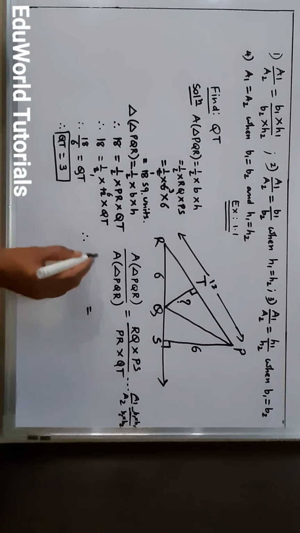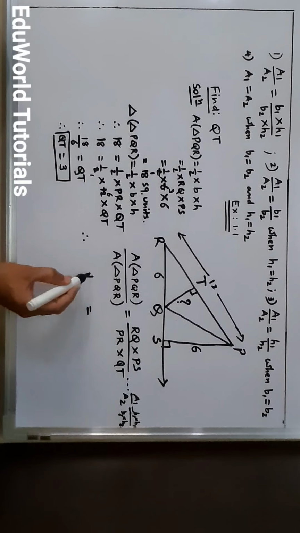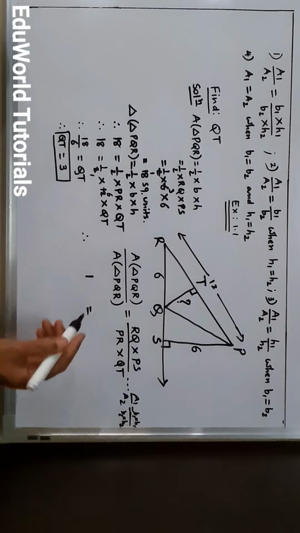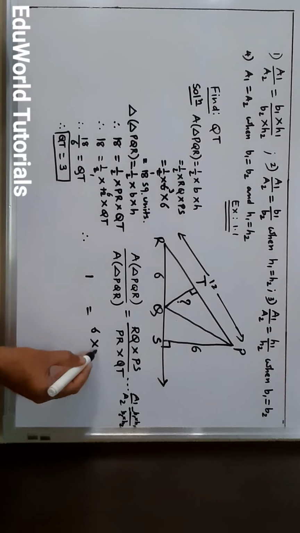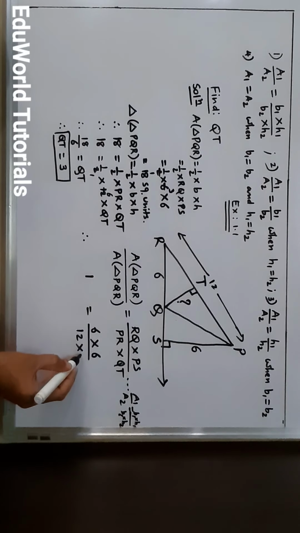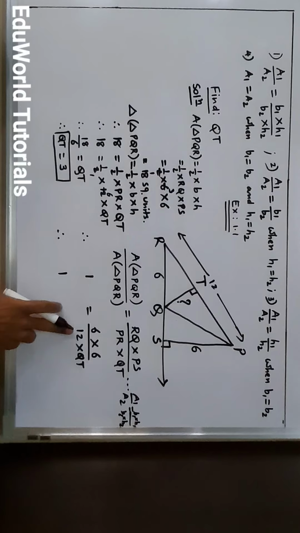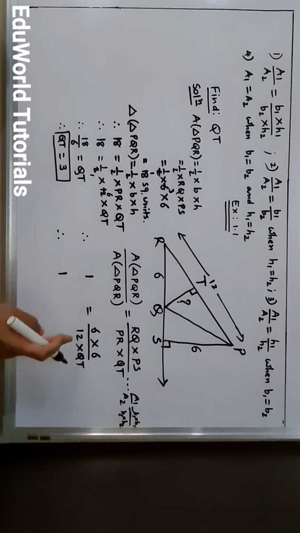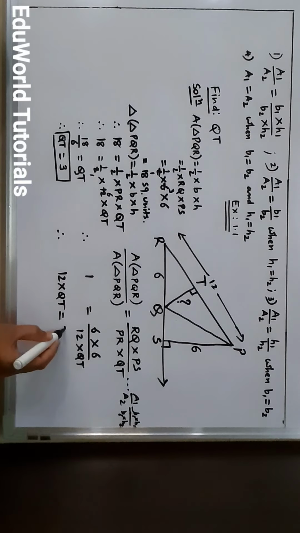Now we know that since they are areas of the same triangle, this is cancelable. So here the result is 1. If they are cancelled, the result is 1. Now let us put the values. RQ is 6, PS we are given 6, upon PR is given 12, and QT is to be found out. So we write QT. Now 1 is equal to 1 multiplied by this 12 into QT, because of cross multiplication, or we bring 12 into QT to this side. So we have 12 into QT is equal to 6 into 6, which is 36.